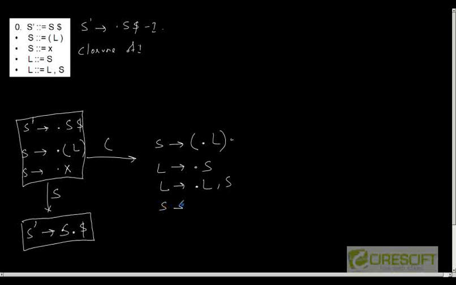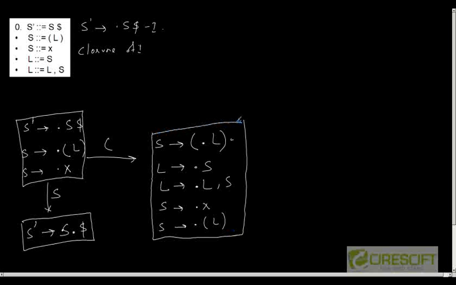So S is equal to dot X will also be present. Okay, S is equal to dot L will also be present. So both S is equal to dot X and S is equal to dot L will also be present. So these 5 things will constitute one state. Understood?